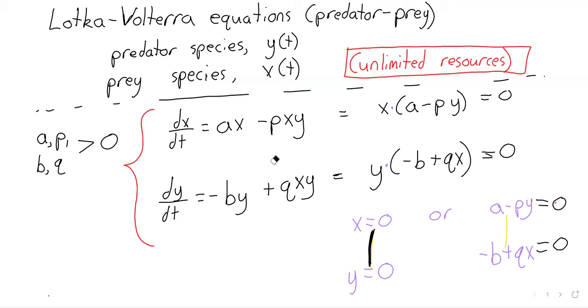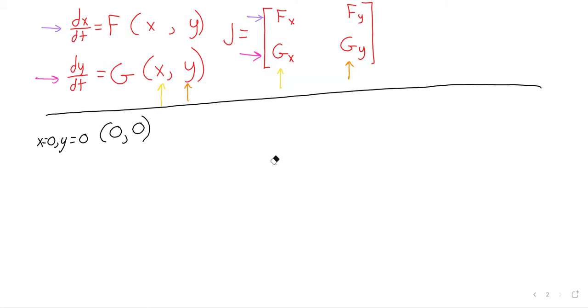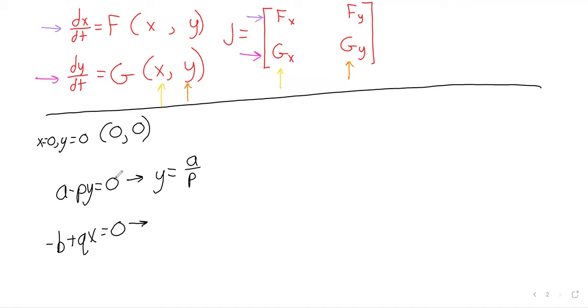That leaves us with only one other connection to try. And this connection works. a minus py equaling zero means that y has to be a divided by p. Negative b plus qx equals zero implies that x has to be b divided by q.